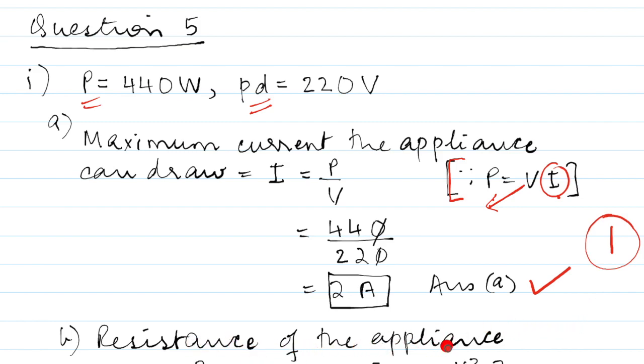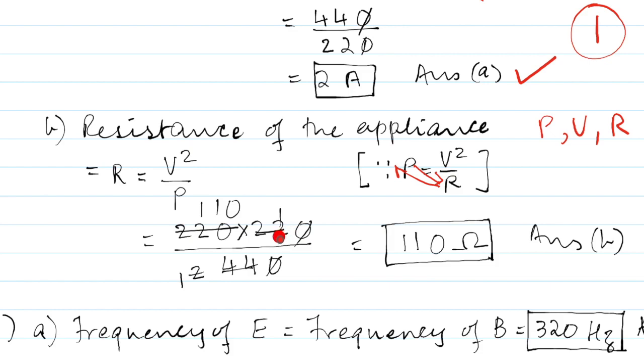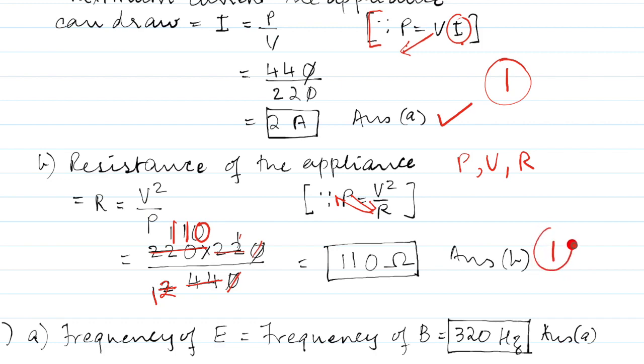Then we have to find the resistance of the appliance, which means I have to connect P, V and R. If you don't remember the relation between P, V and R, that is P is equal to V square upon R. So R will be equal to V square upon P, since R comes here and P goes there. After substitution, you will have the 10 getting cancelled, 22 once and 22 twice, and 2 once and 2 goes here once and 0 times. So that will be 110 ohm. That will be for 1 mark.